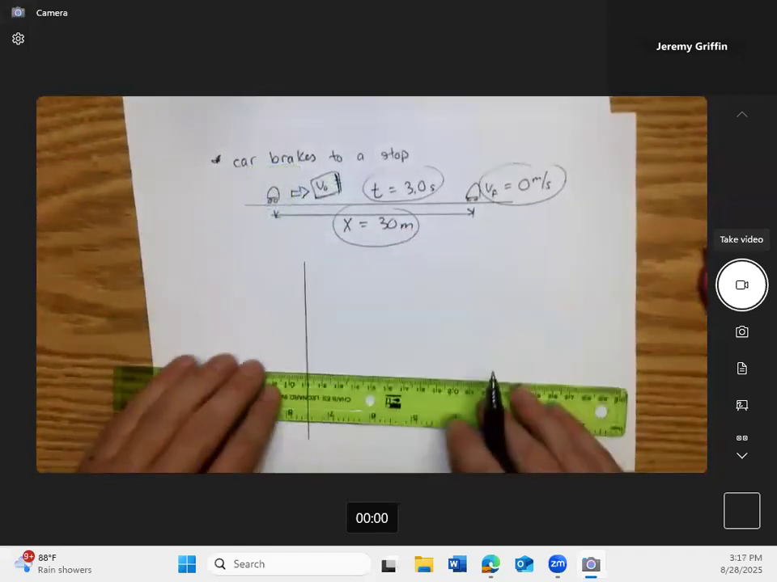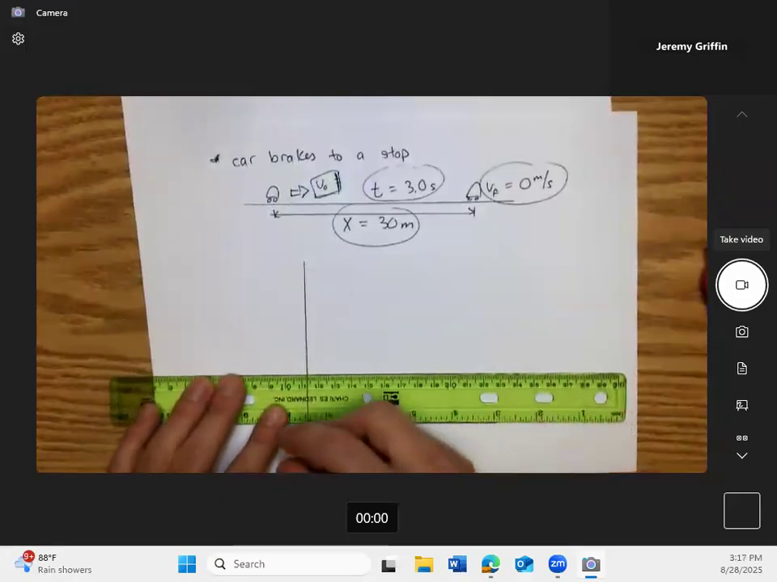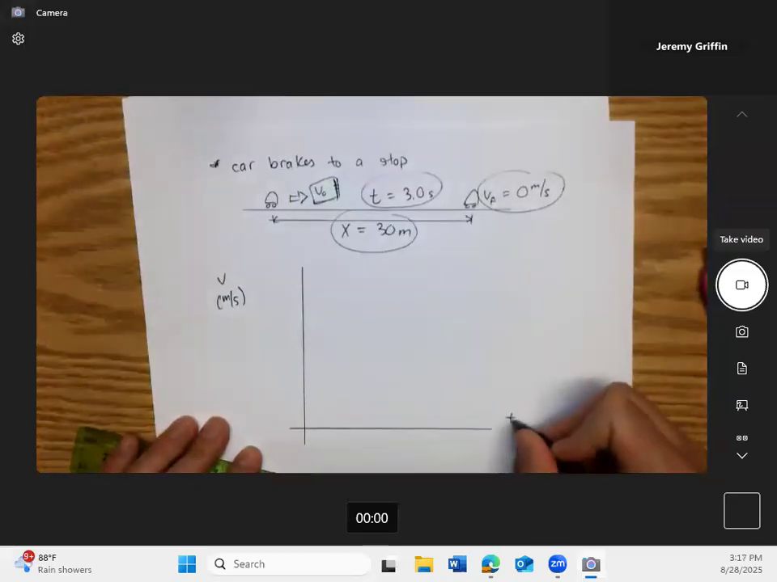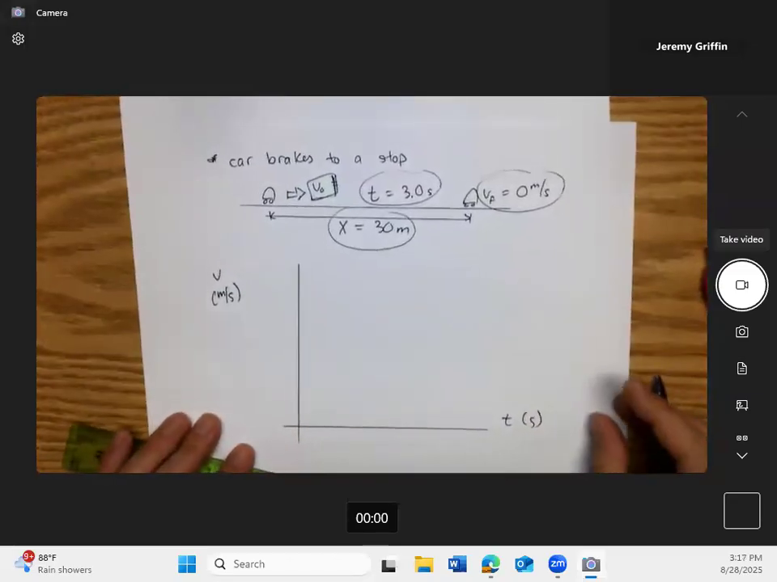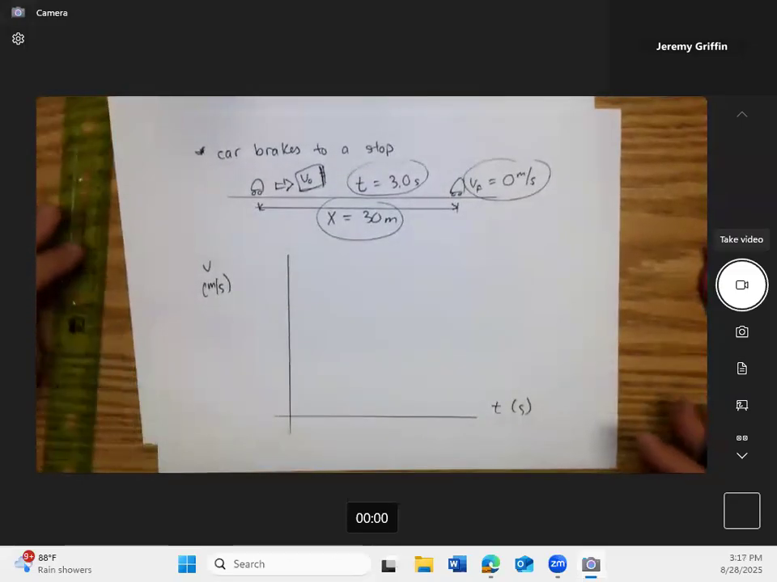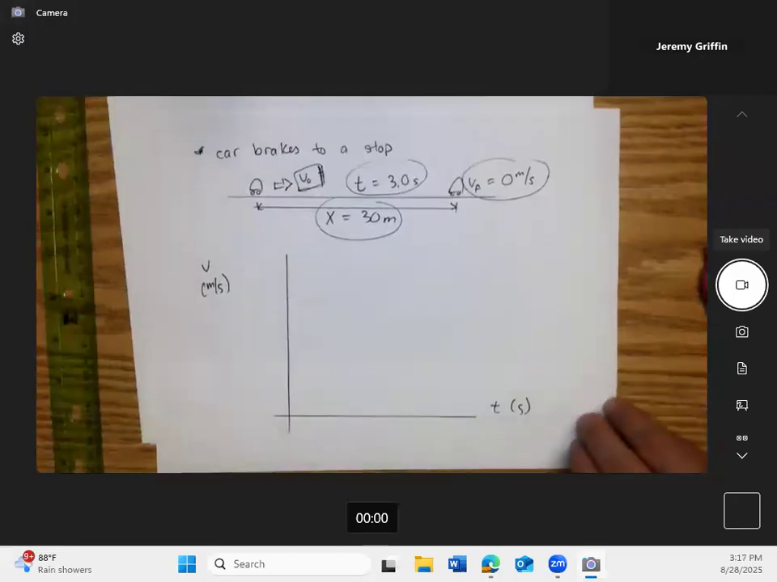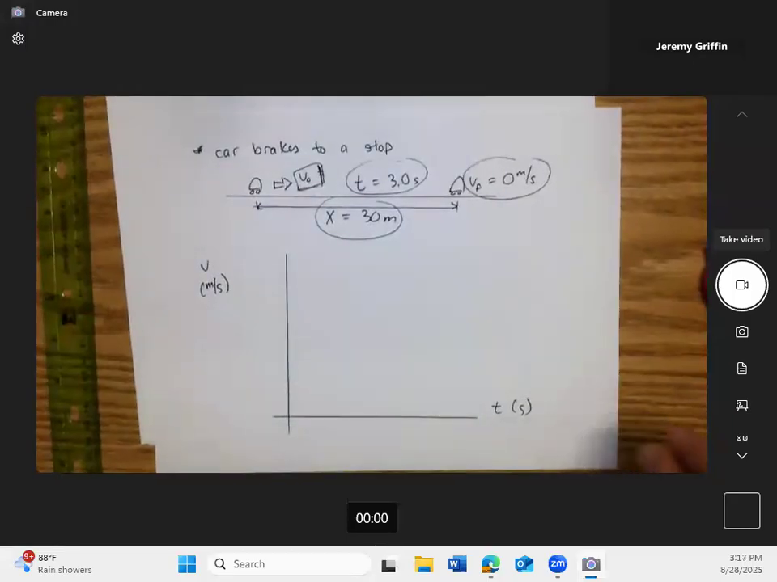And that's to not use the equations at all, but to use a graph, velocity in meters per second as a function of time in seconds. So we're going to solve this particular scenario with a graph. First I want to see if you guys can draw that graph. You've got that set of axes in your notes. I'm going to walk around the room and see who can correctly draw that graph for a car braking to a stop.